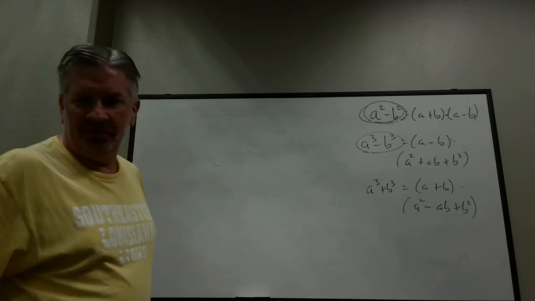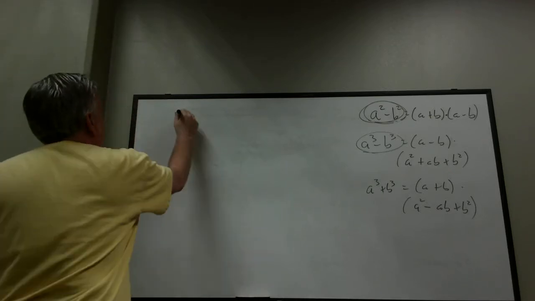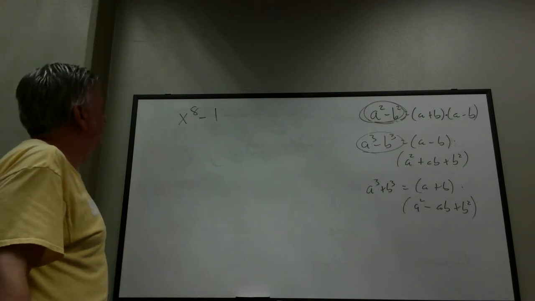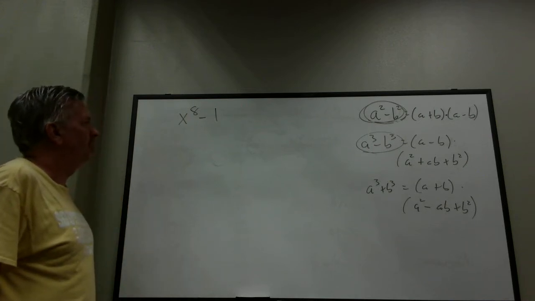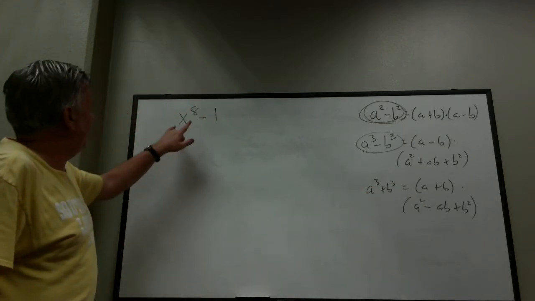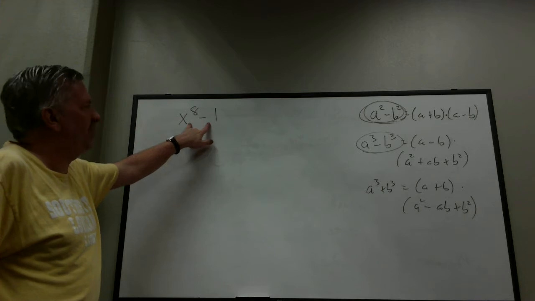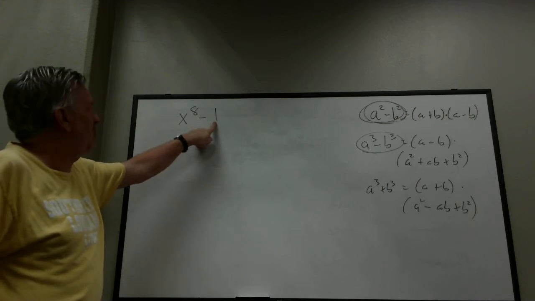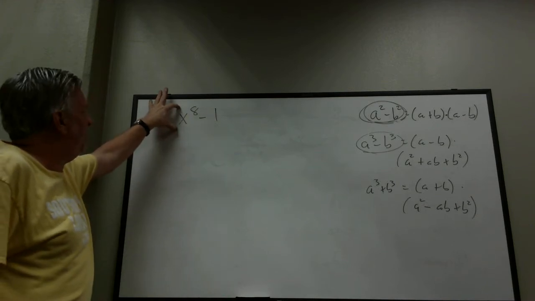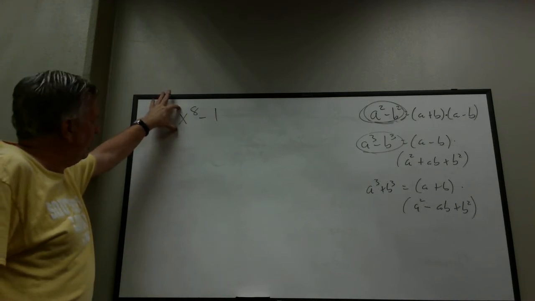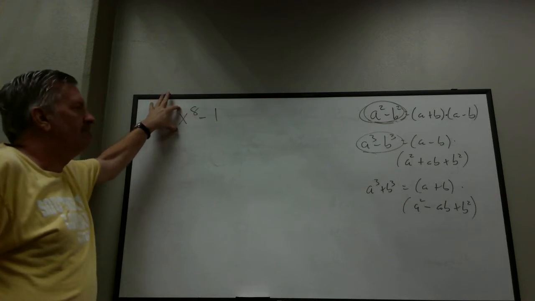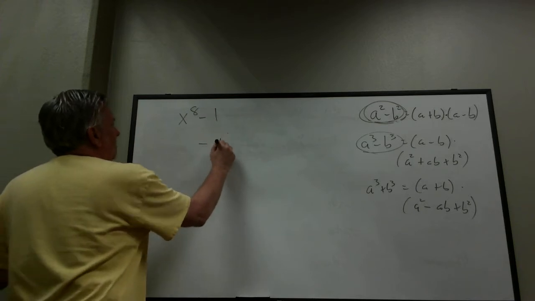Okay. The next one says x to the 8th minus 1. Okay, well, it's a difference, so it's certainly not this one. Now, is this a difference of squares, or is it a difference of cubes? Because 1 is 1 squared, and it's also 1 cubed. Now, what about x to the 8th? Can you think of this as a square, or can you think of it as a cube, or can you think of it as both?